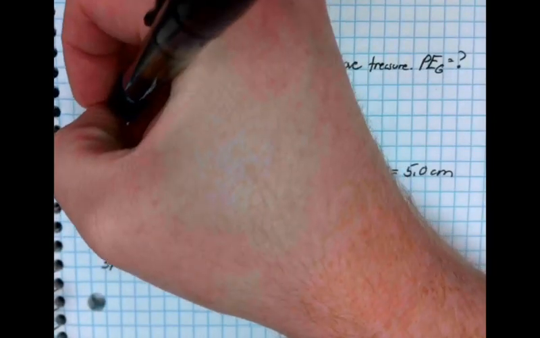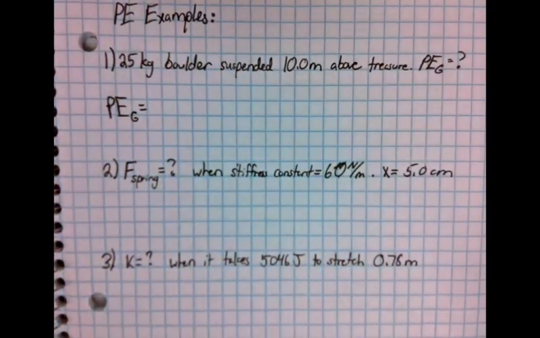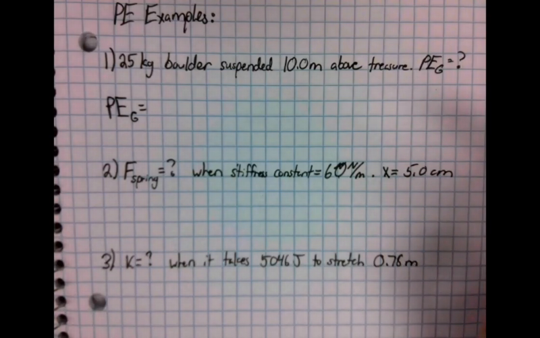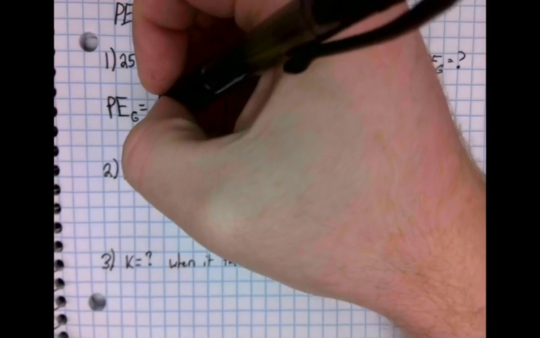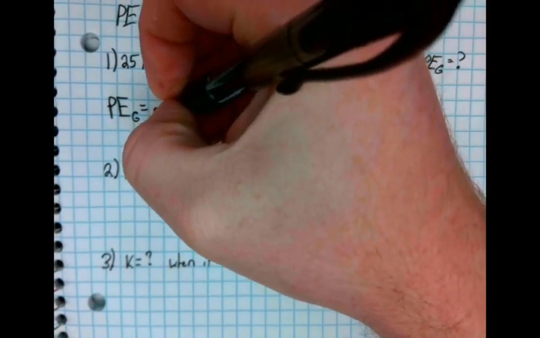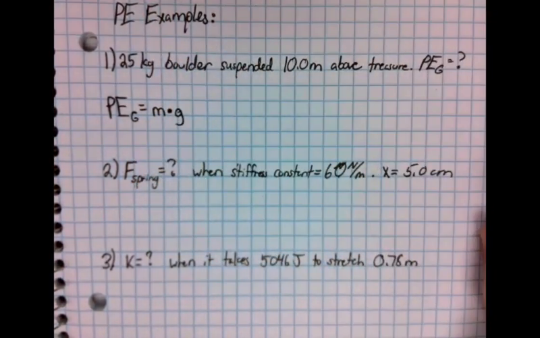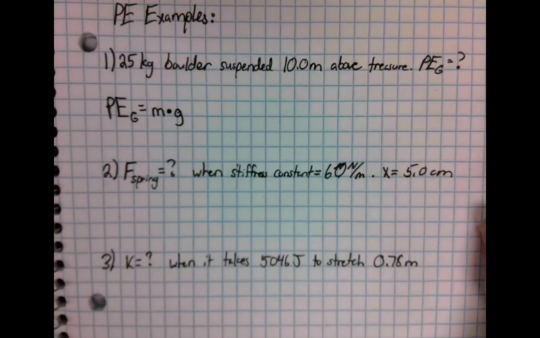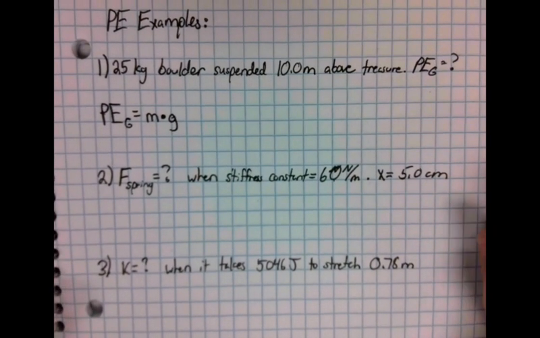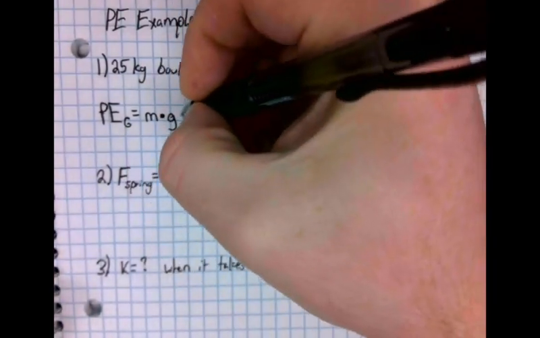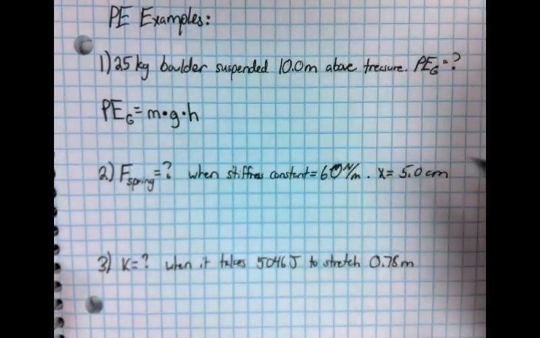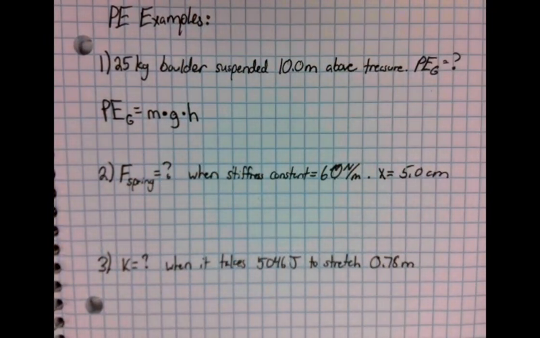So we know that potential energy of gravity is equal to, well, we care about the force that's being exerted, and the only force that's affecting it while it's in place is gravity. Gravity is equal to m times g, the mass times gravity, and then we care about its displacement, how far it is above a given point, and in this case it is 10 meters, and that would be our height. So m times g times h.